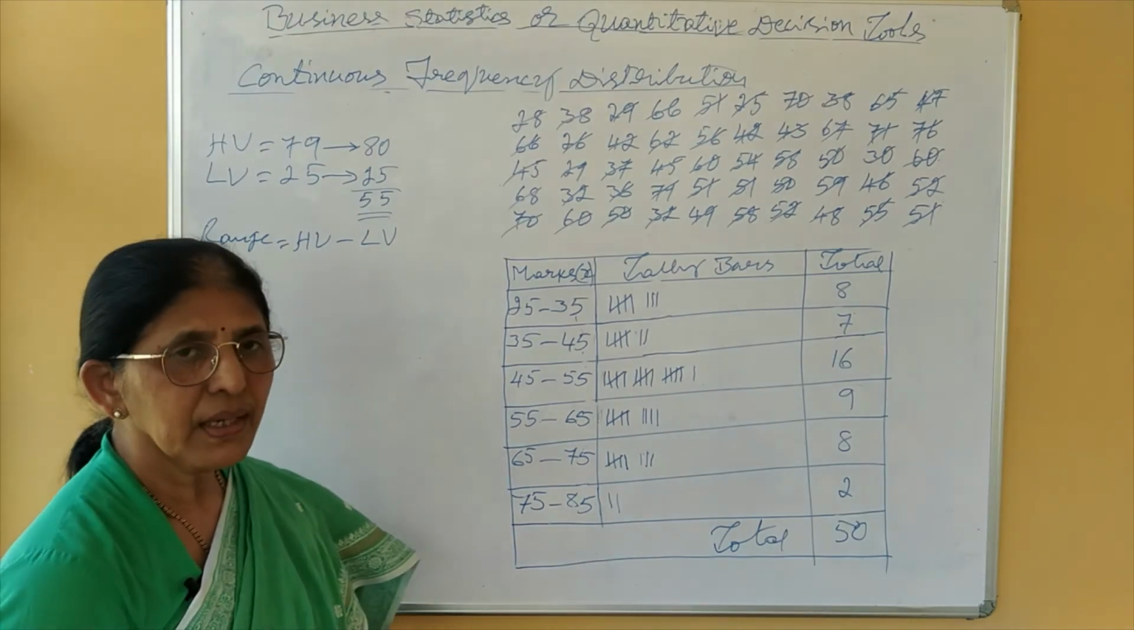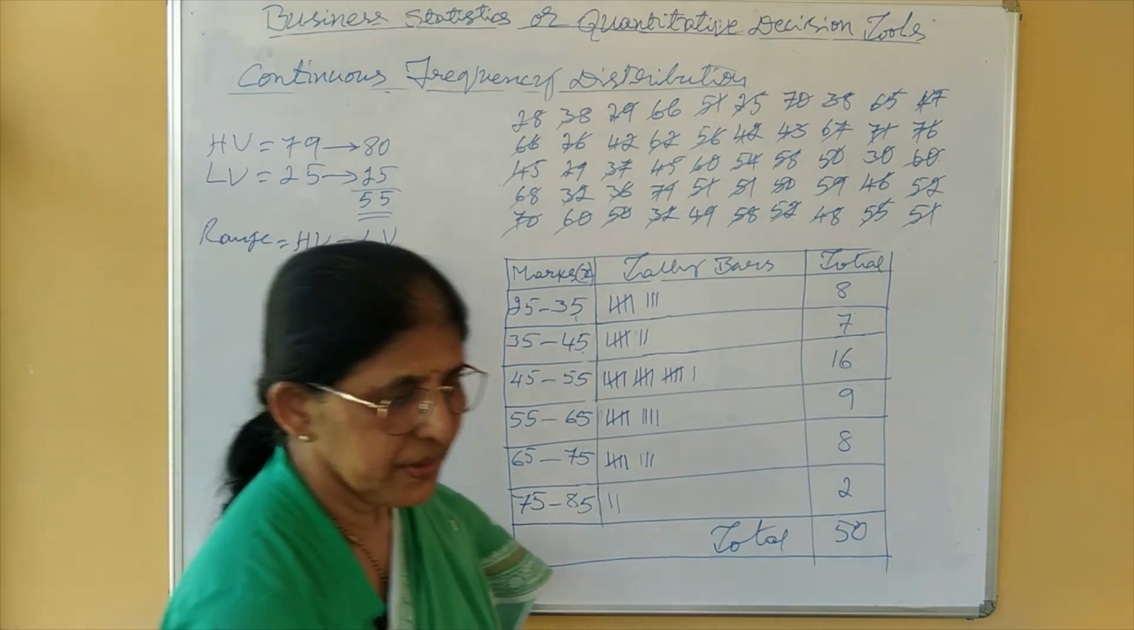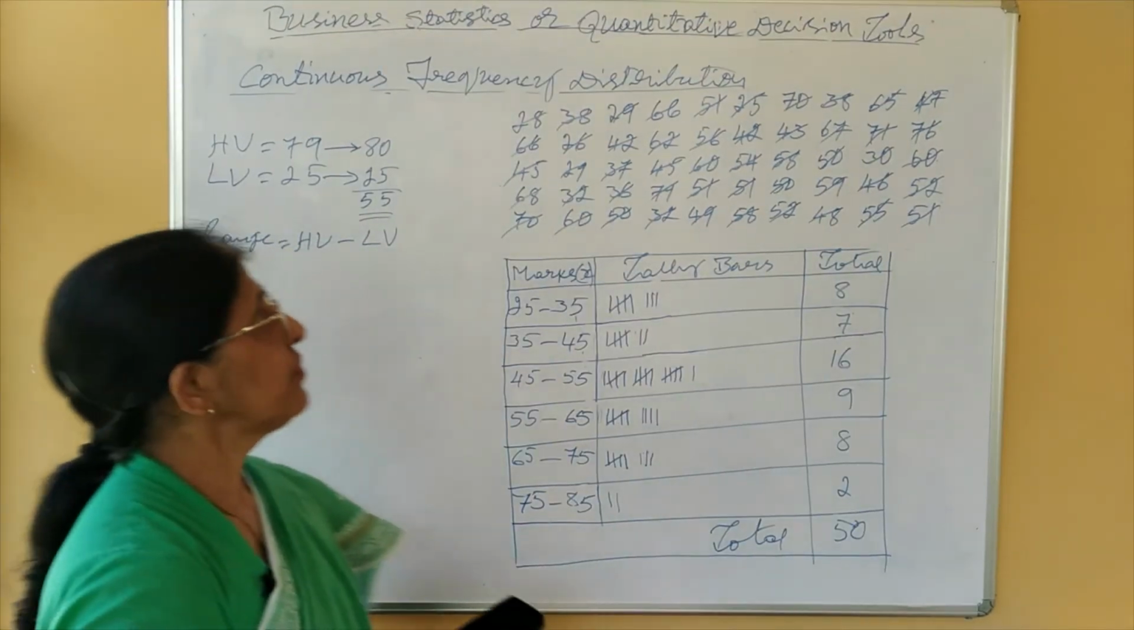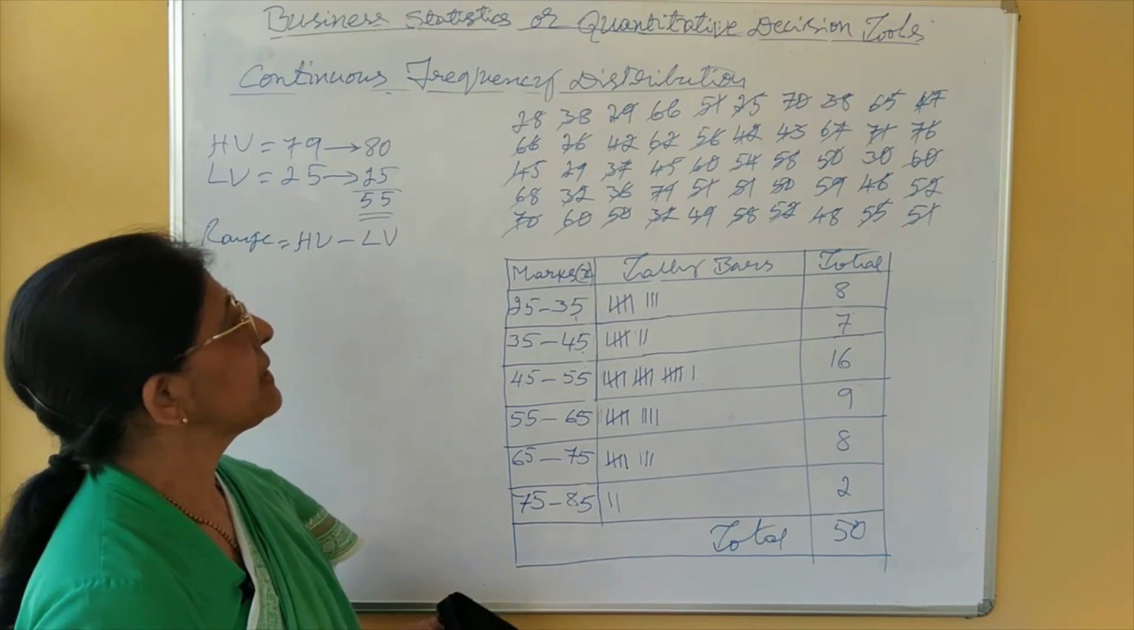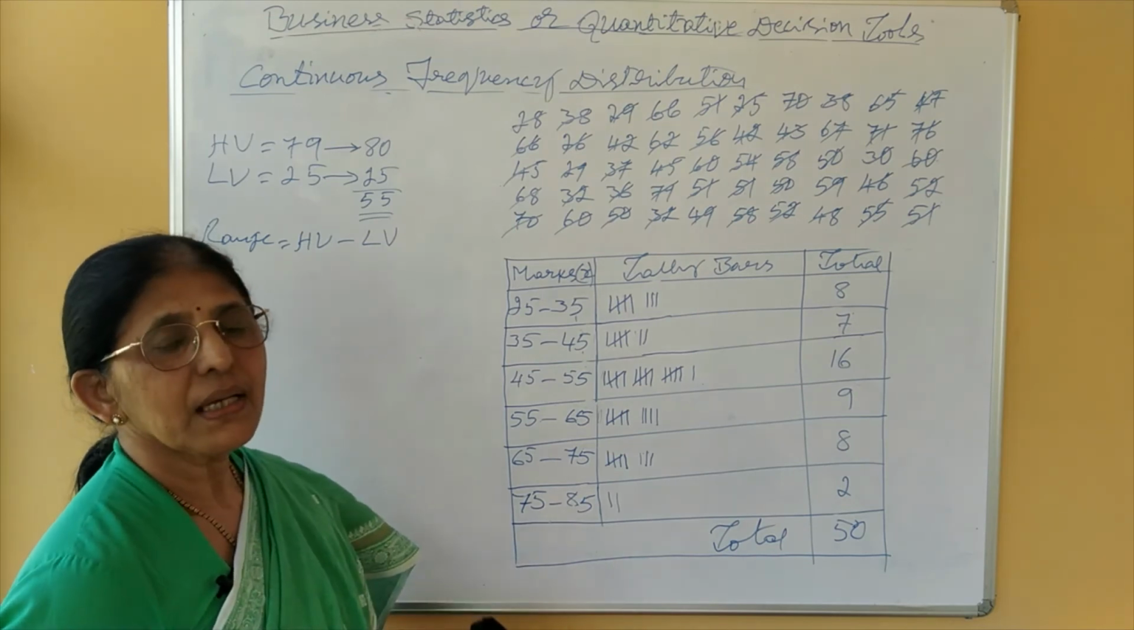Now, in the problem nothing is mentioned whether you have to form this frequency distribution table under the exclusive method or inclusive method.